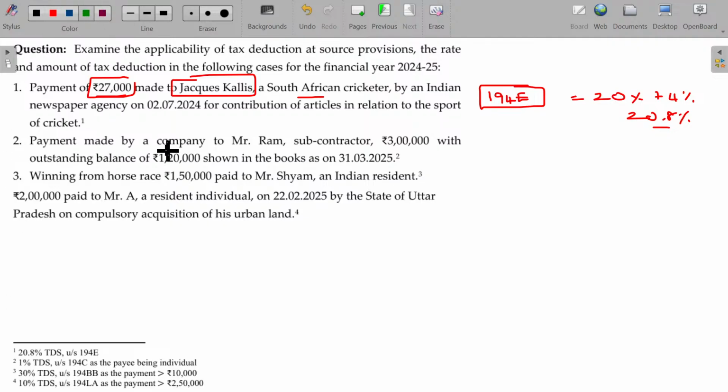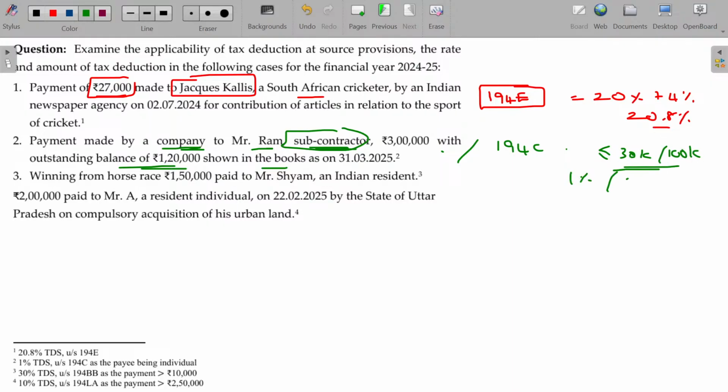And payment made by a company to Mr. Ram, subcontractor, 3 lakhs, with outstanding balance of 1,20,000 shown in the books. Okay. So this is falling under 194C related to subcontract business. Then automatically TDS is applicable as the value is more than either 30,000 or 1 lakh. TDS is applicable at the rate of 1% or 2%. In case of individual and HUF, 1%, otherwise 2%. So here 1% will be leviable. Clear?